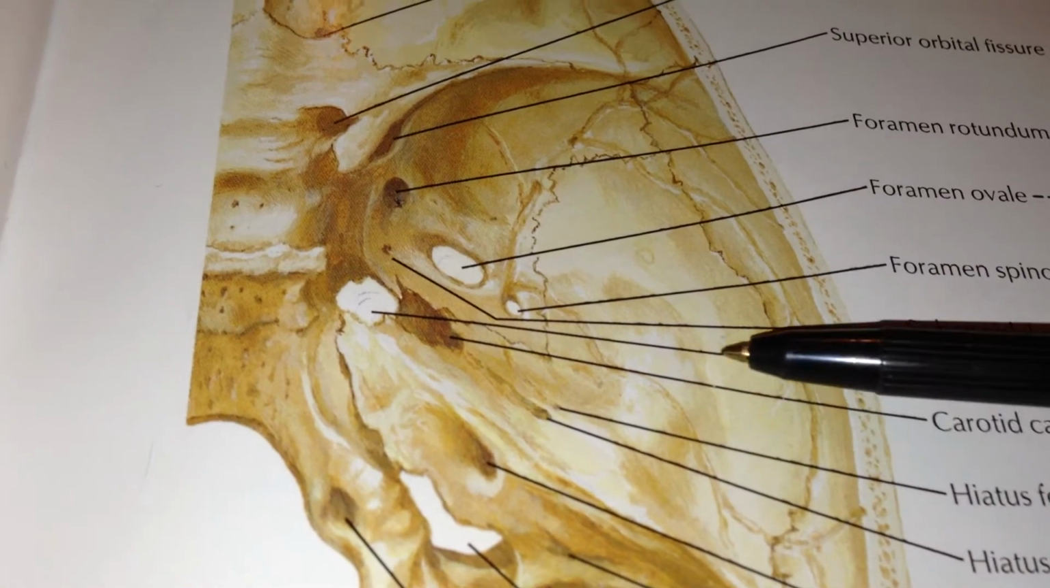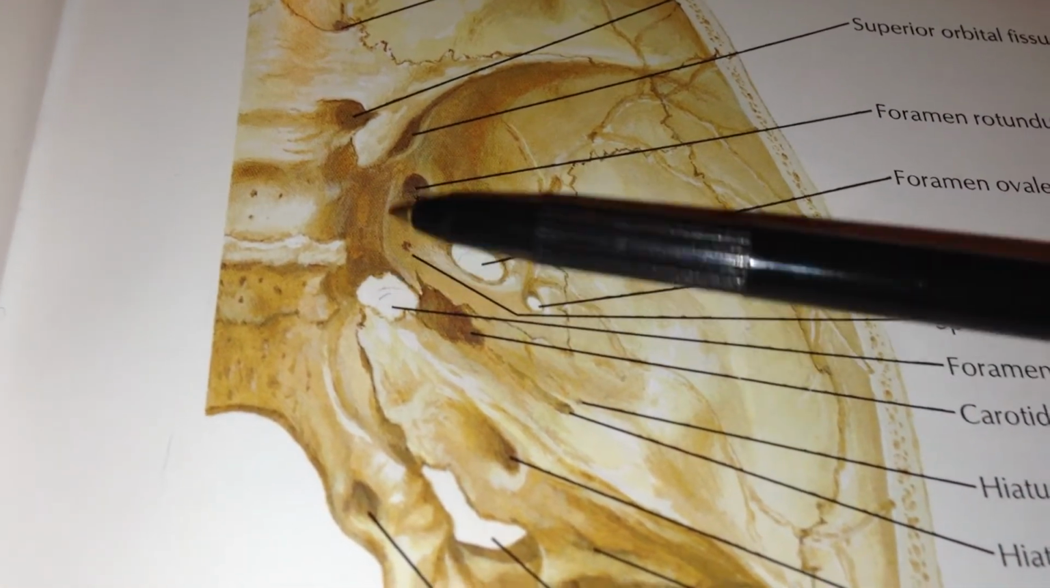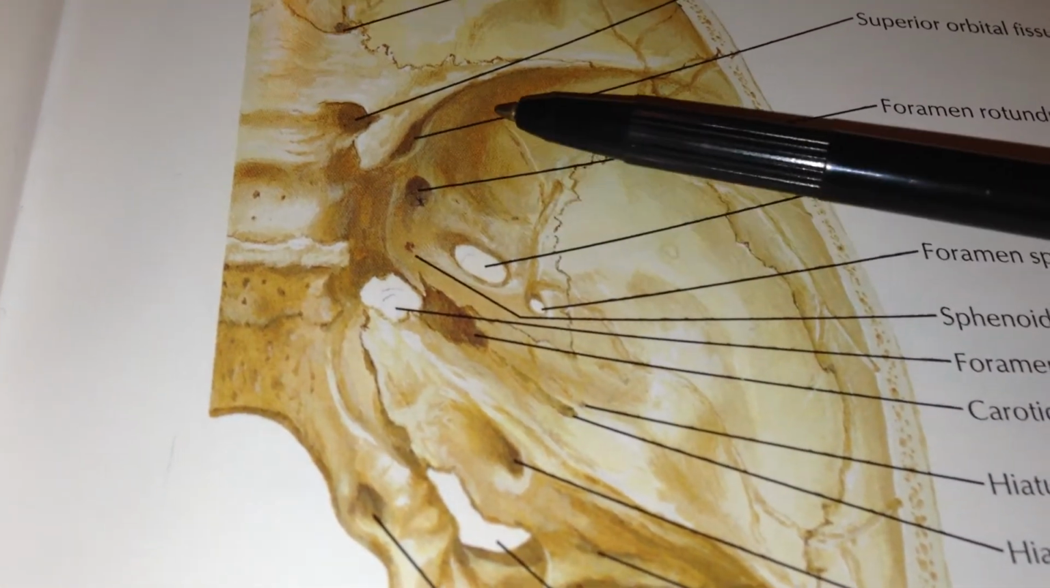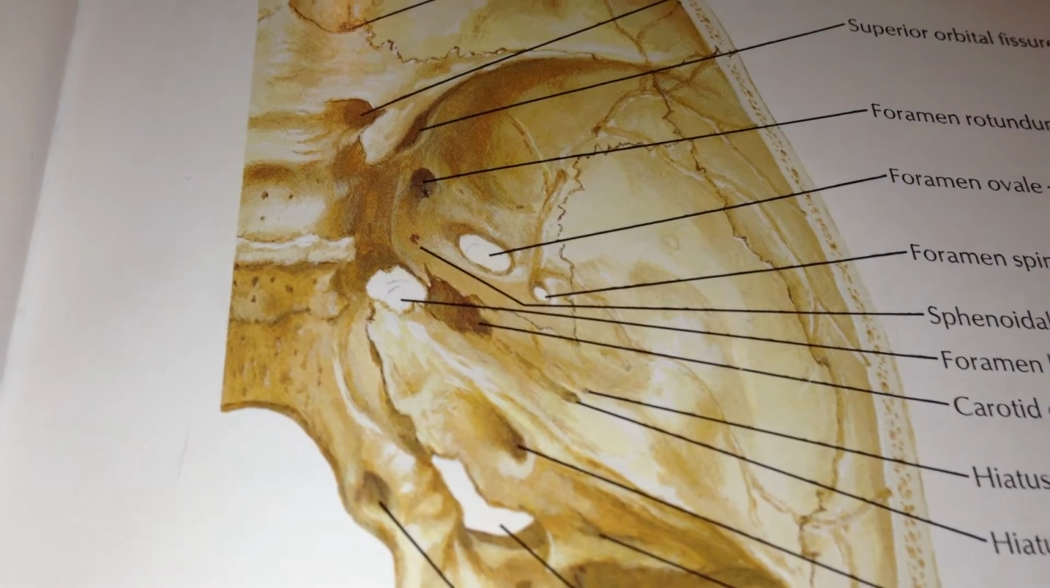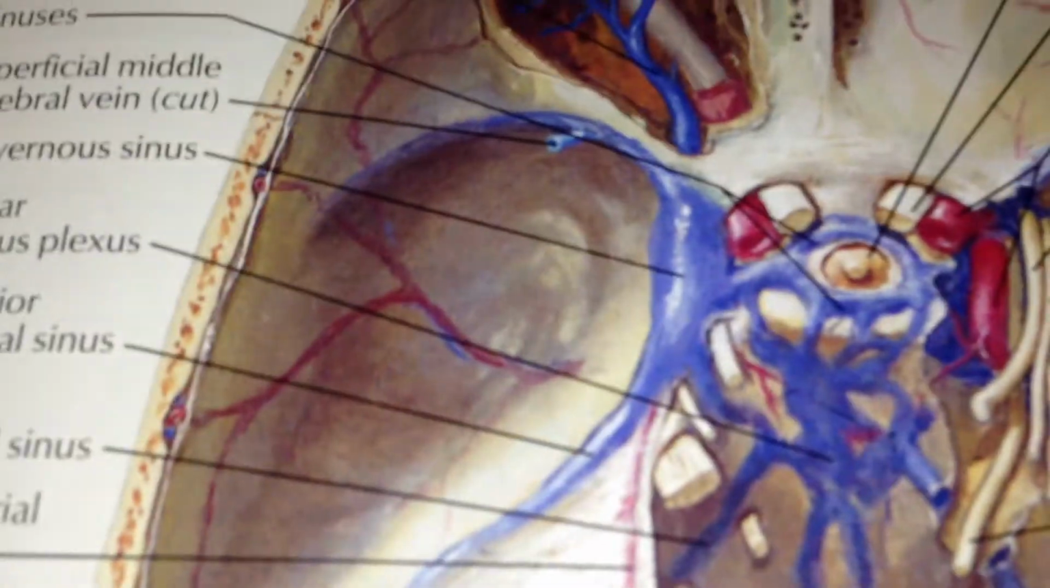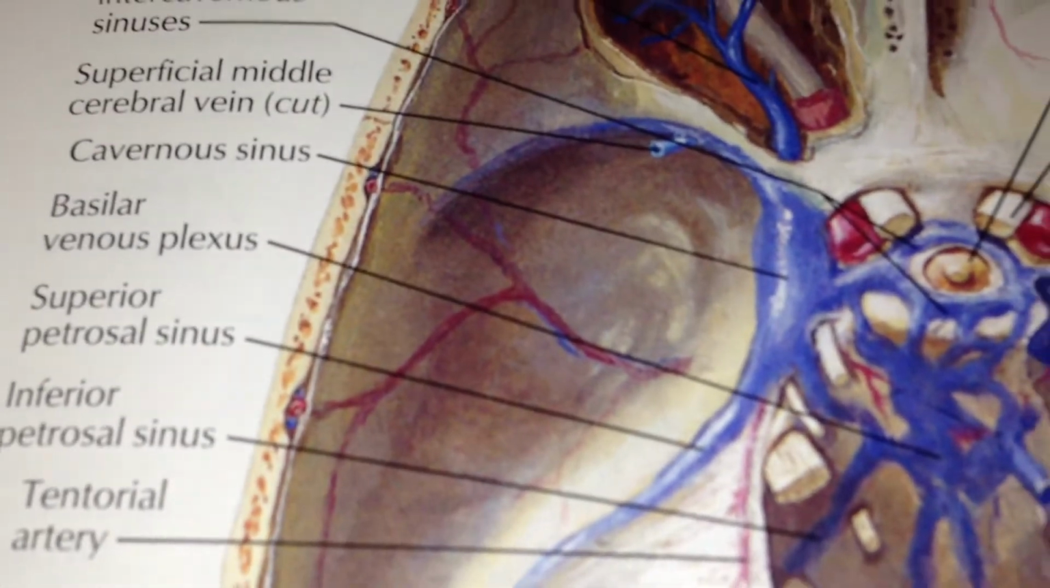Now we're going to talk about the cavernous sinus and the superior orbital fissure. We're going to use a different picture. Guys, by the way, this is page 13 in Netter's Atlas. We're going to go to page 103 now to get a better look at the cavernous sinus. So, right here, okay, as you can see, that's the cavernous sinus.